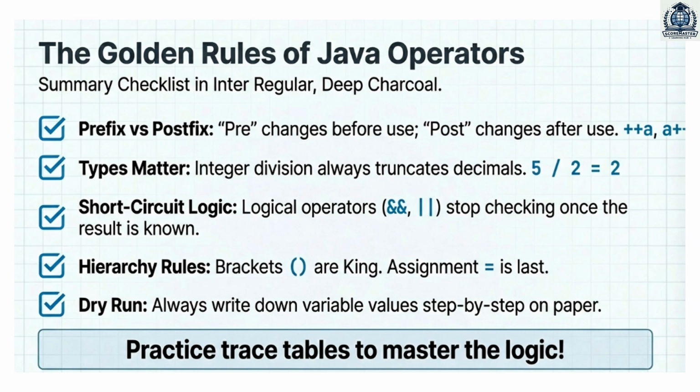Dry run like a machine. Track every value step by step on paper. Mental math is where careless mistakes breed. Bottom line, students who master operators don't memorize. They trace, predict, and verify.